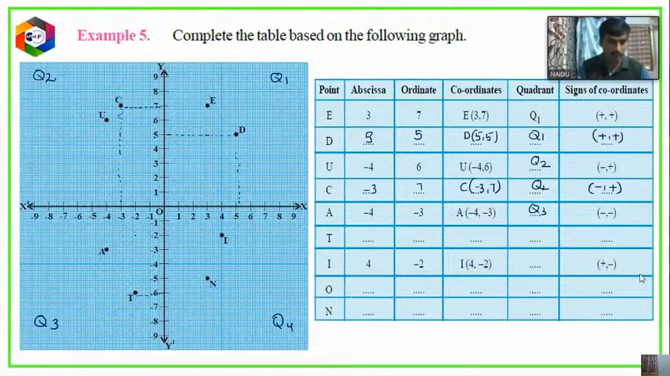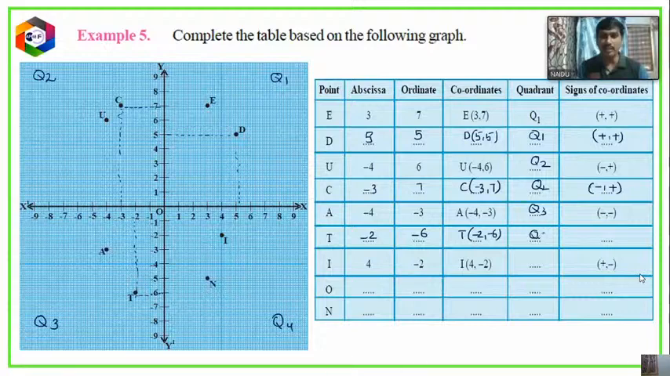And along the negative direction of the y-axis, observe carefully, this is minus 6 units. So the abscissa is minus 2 and the ordinate is minus 6. Now this point can be named as T of minus 2 comma minus 6, and it lies in Q3. So the sign, if you take, both x and y are negative. So minus comma minus, that is.